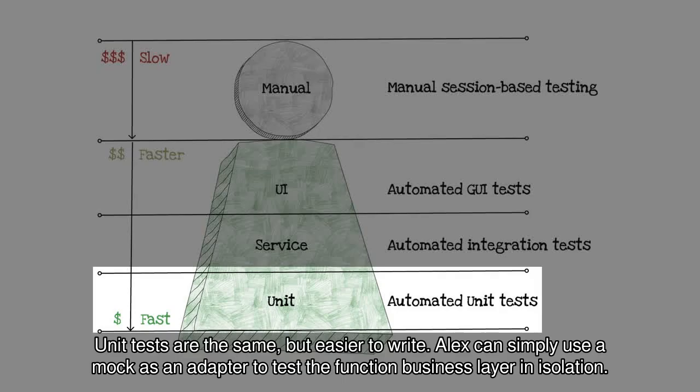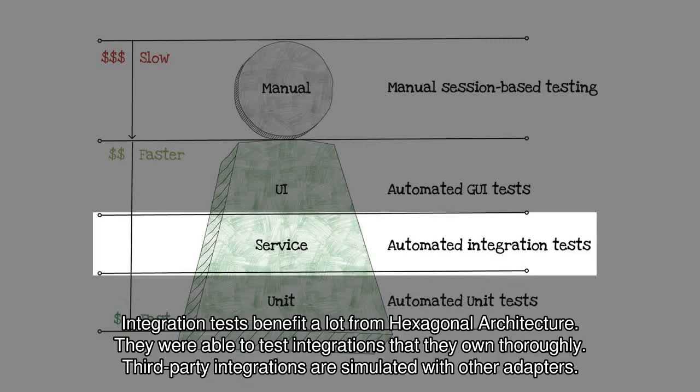Before we continue, let's go back to our serverless testing pyramid and see how this architecture affects all tiers. Unit tests are the same, but easier to write. Alex can simply use a mock as an adapter to test the function business layer in isolation. Integration tests benefit a lot from hexagonal architecture. They were able to test integrations that they own thoroughly. Third-party integrations are simulated with other adapters.